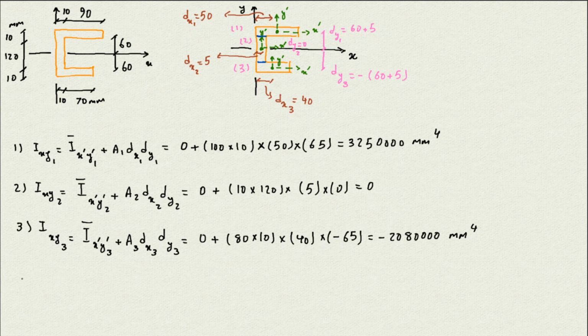And then eventually the product of inertia Ixy, you just add these three together: Ixy1 plus Ixy2 plus Ixy3. If you add them all together, it's going to be 117, 1, 2. So that's how we can calculate the product of inertia if we have a composite area.